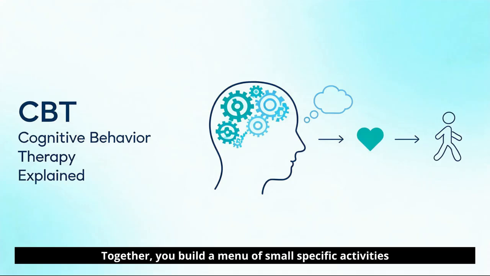Together, you build a menu of small, specific activities like sit outside for 5 minutes with coffee, text one friend, or take a 10-minute walk after dinner. Then you schedule them into the client's week, often using a simple activity schedule.